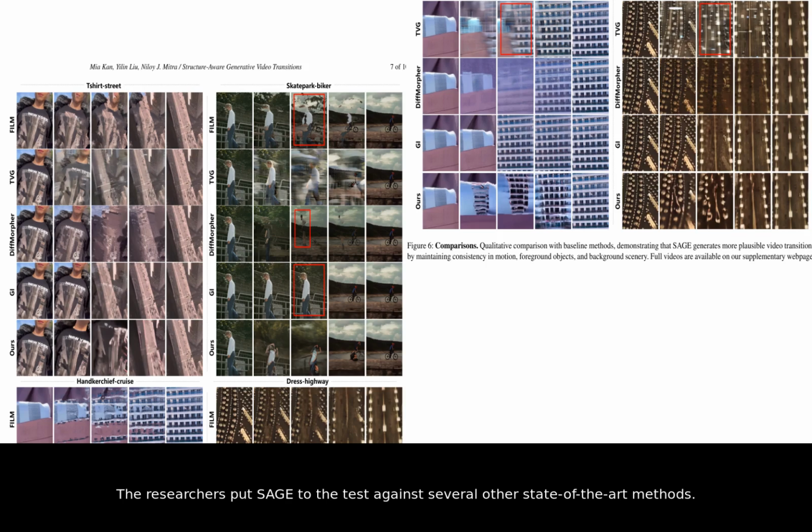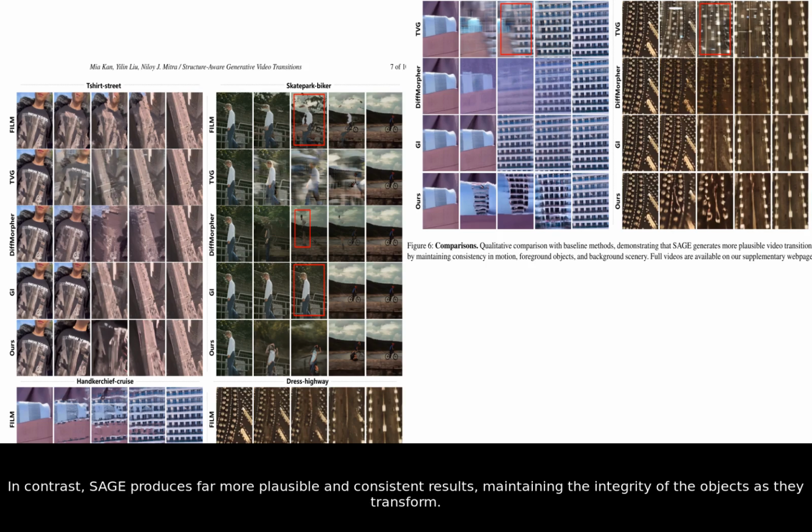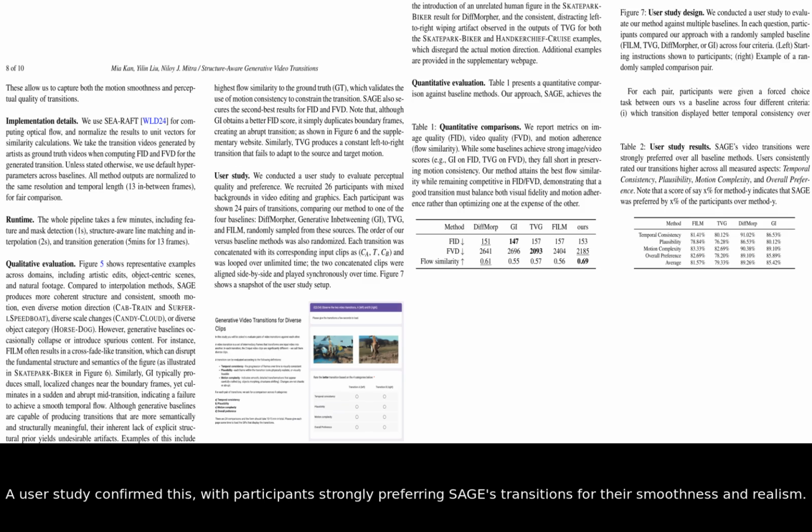The researchers put SAGE to the test against several other state-of-the-art methods. As you can see from these comparisons, other methods often result in ghosting, wiping effects that ignore the scene's motion or structural collapse. In contrast, SAGE produces far more plausible and consistent results, maintaining the integrity of the objects as they transform. A user study confirmed this, with participants strongly preferring SAGE's transitions for their smoothness and realism.